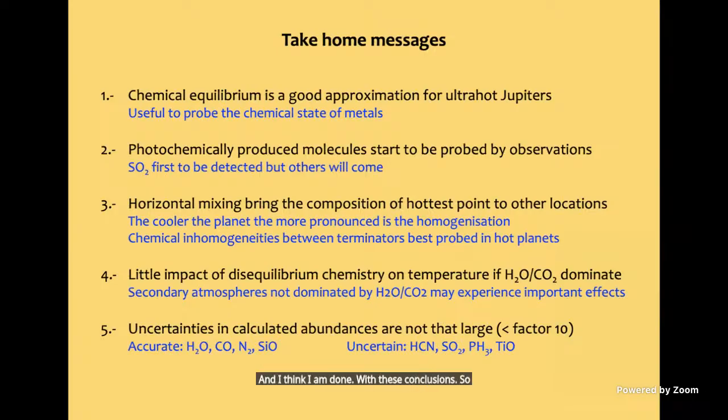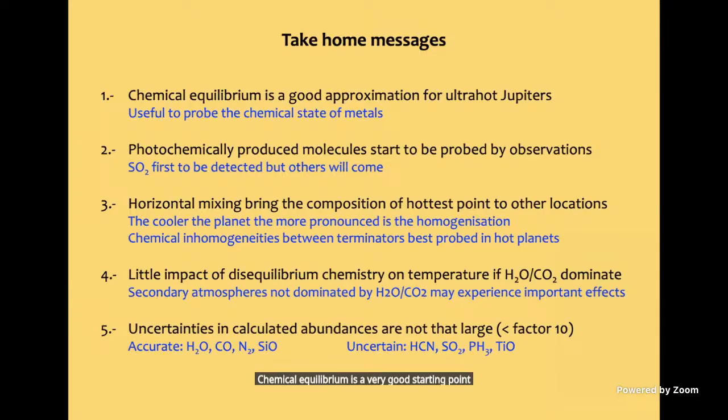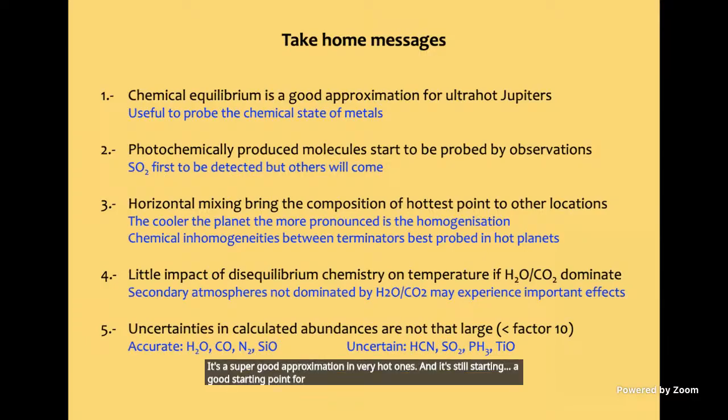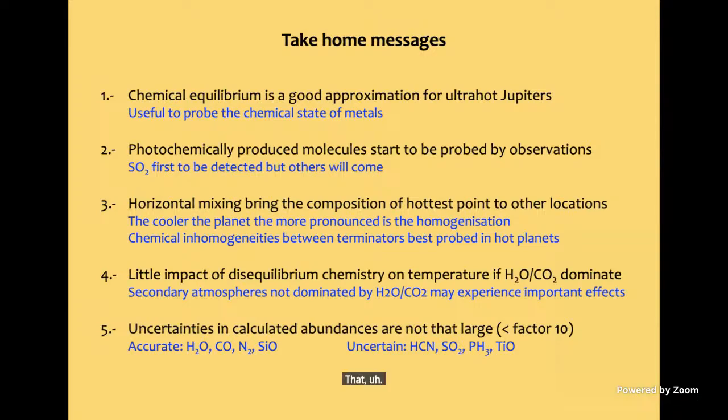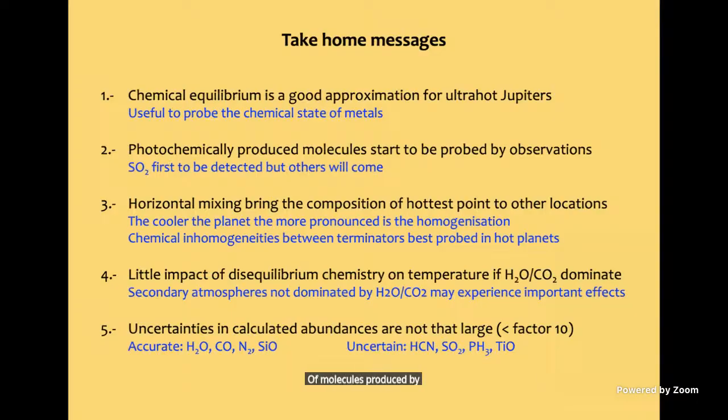So basically from this, what I would like to stress here is that chemical equilibrium is a very good starting point for most exoplanet atmospheres. It's a super good approximation in very hot ones, and it's still a good starting point for cooler ones, okay? Regarding molecules produced by photochemistry, we are just starting to prove this by observation. So I'm sure that in the next years, there will be more examples of molecules produced by photochemistry. So we just need to wait a little bit.